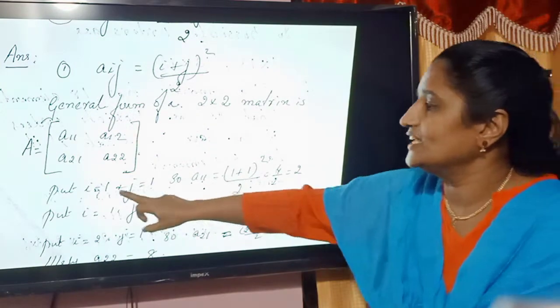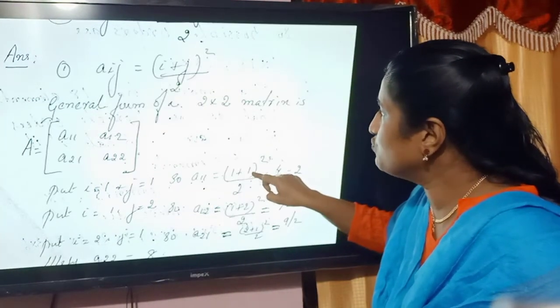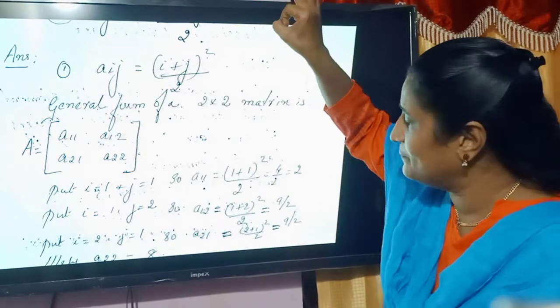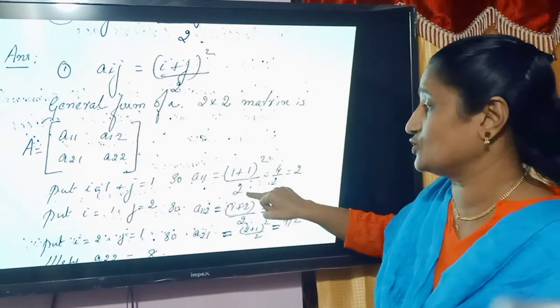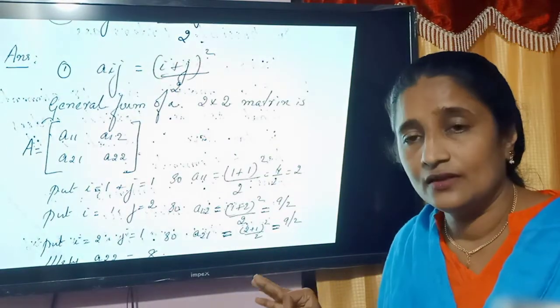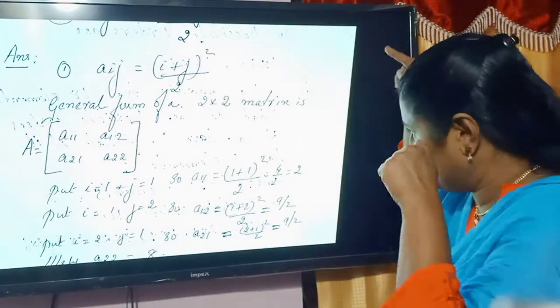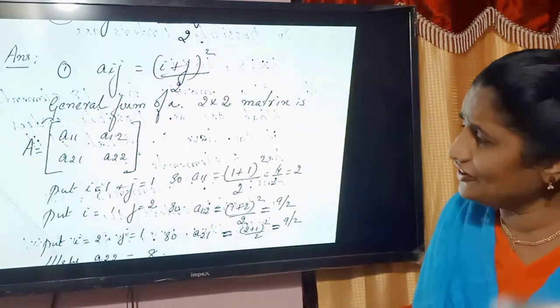See, put i equal to 1 and j equal to 1. So, what is A11? (1 plus 1) the whole square. Substitute these values of i and j in the given equation. What is given? (i plus j) the whole square by 2. (1 plus 1) the whole square by 2. What is (1 plus 1) the whole square? 2 square. What is 2 square? 4. 4 by 2. What is 4 by 2? 2. Now the first element is 2. Did you clear?